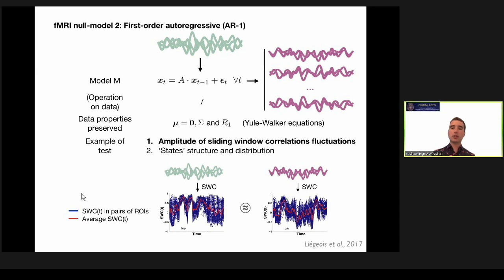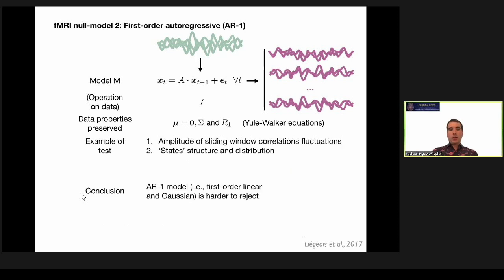sliding window correlations. So here, what you see at the bottom is some pairs of sliding window correlations. The red curve is the average one, and you can see that in original data, you have some fluctuations, as has been shown by many authors. But in surrogate data generated by a first-order autoregressive model, you also see these fluctuations. Whereas if you use a multivariate Gaussian, typically you would have something that is more or less flat. Okay, so the conclusion here is just that the AR1 model is harder to reject.